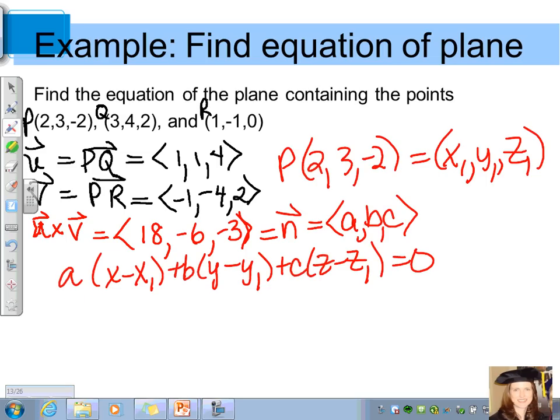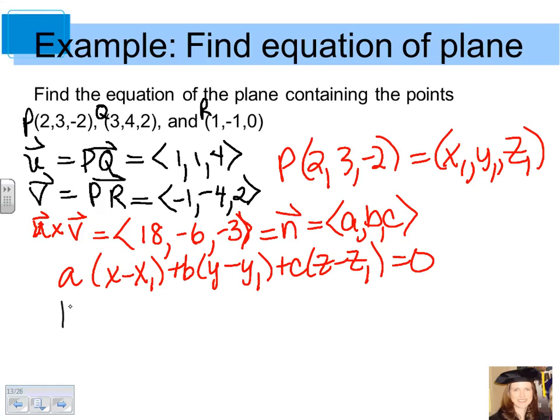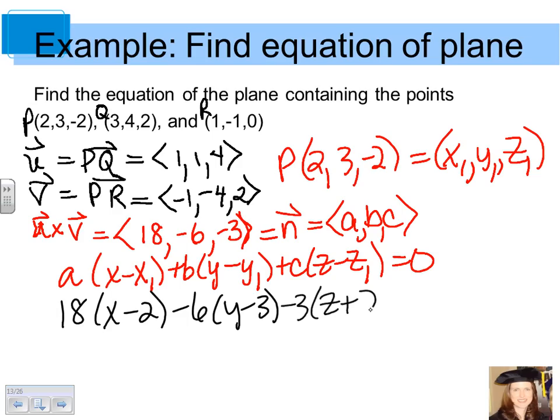Let's fill in the values that we have found for our normal vector and our point P to find 18 times the quantity of x minus 2 minus 6 times the quantity of y minus 3 minus 3 times the quantity of z plus 2 equals 0. Okay. That's one way to represent the equation of the plane.